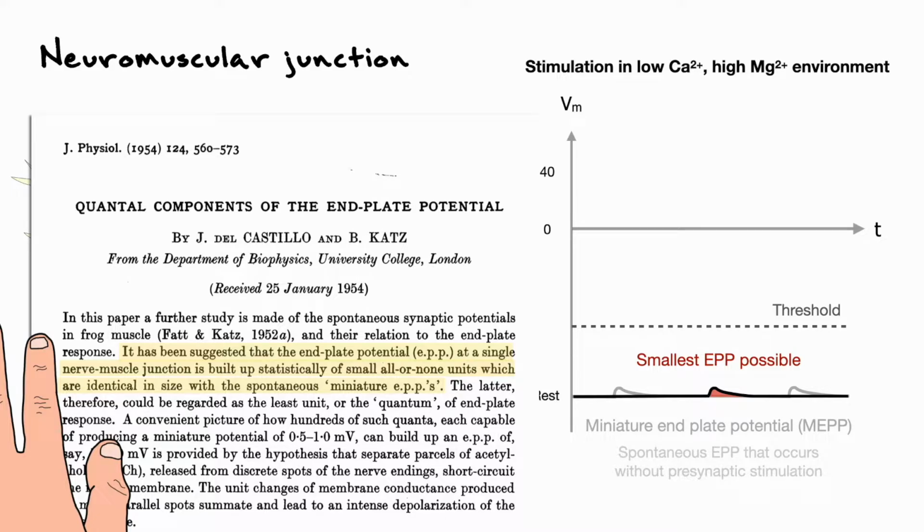To support this quantum hypothesis, the scientists performing these experiments assumed that the phenomenon behind miniature end plate potentials was random, and thus they tried to find a probabilistic relation that would fit their experimental data.